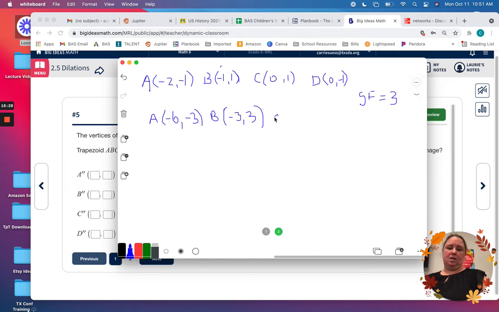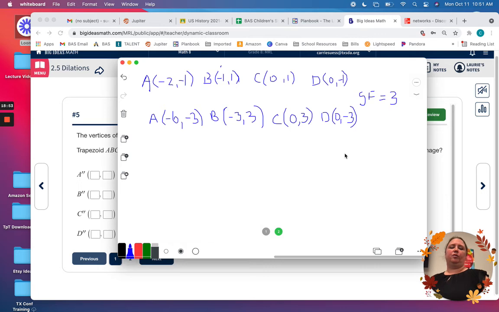All right, C, a little rough. 0 times 3 is? 1 times 3 is? Good. And my last point is 0 times 3, -1 times 3. Okay, so you've done the dilation math. So now we need to do the rotation about 180 degrees.